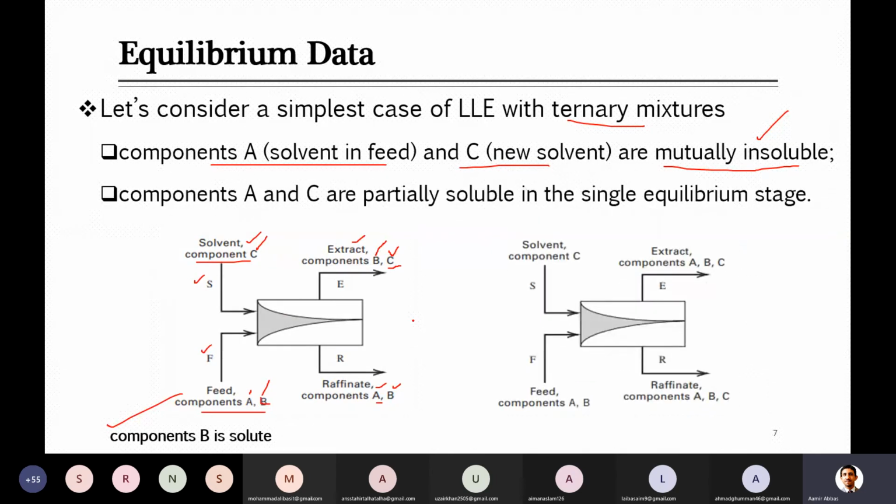But the second case is when they are partially miscible, partially soluble, which we talked about. That was the case of the third point on the last slide. So both of the solvents have some affinity for each other. Similarly, A and B are entering, and the other solvent C is entering, and then you pass them through the extractor. Later, you settle them and separate them, so there are extract and raffinate phases.